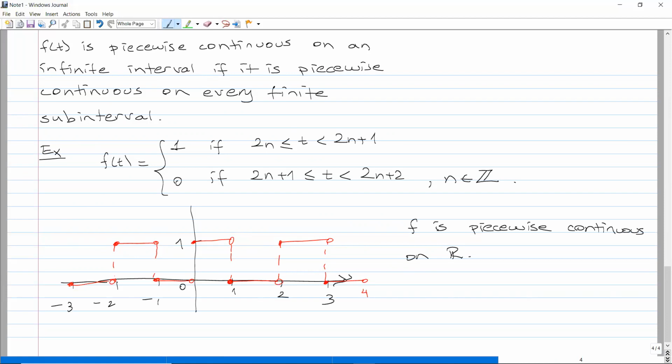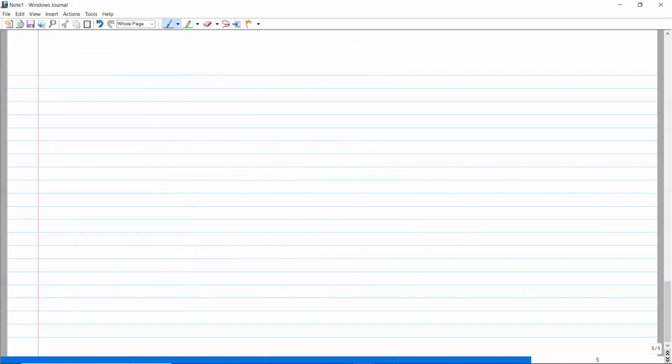Now, the reason we consider piecewise continuous functions is because piecewise continuous functions are integrable. I'm not going to prove that. Even for calculus, it may be too much to prove this. It's a topic for an advanced calculus course.